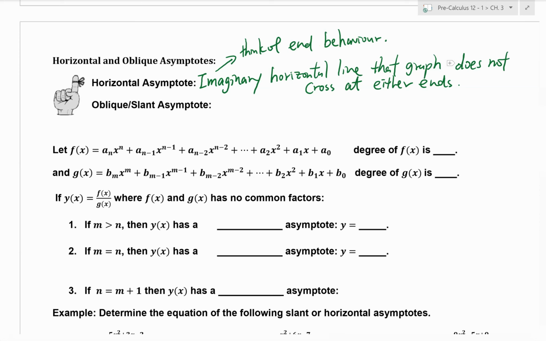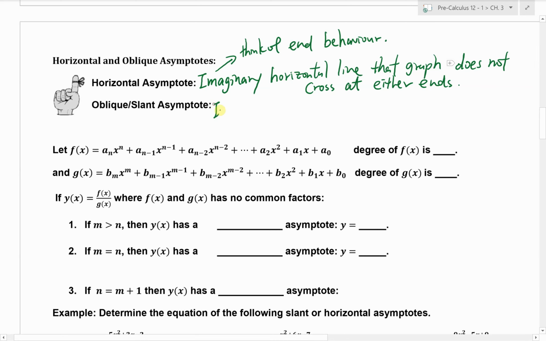Oblique, sometimes we call this the slant asymptote. I always call it slant asymptote, okay? But you'll hear both terms. Slant asymptote, it's an asymptote, but this time it's not a vertical line or horizontal line. If it's called slant asymptote, it's a slanted line, okay? So it's just like a linear function, but it behaves like an asymptote. So the graph will go towards this slanted line, but not touch, okay?